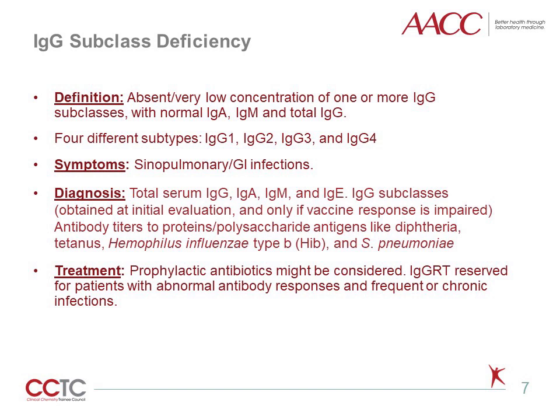Patients may present with sinopulmonary infections and gastrointestinal infections. Laboratory evaluations include clinical history and physical exam, followed by total serum IgG, IgA, IgM, and IgE. IgG subclasses are obtained at initial evaluation and only if vaccine response is impaired. Antibody titers to protein and polysaccharide antigens like diphtheria, tetanus, Haemophilus influenzae type B, and Streptococcus pneumoniae. Treatment includes prophylactic antibiotics, and immunoglobulin replacement therapy, IgG-RT, is reserved for patients with abnormal antibody responses and frequent or chronic infections.